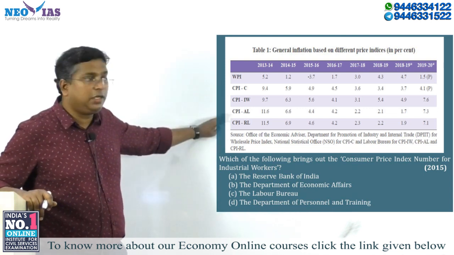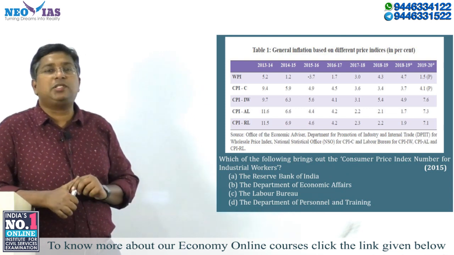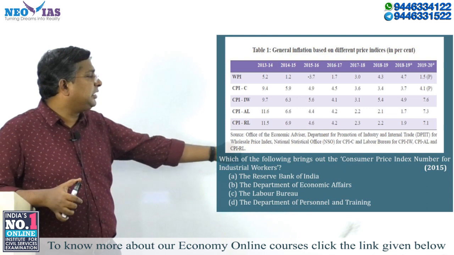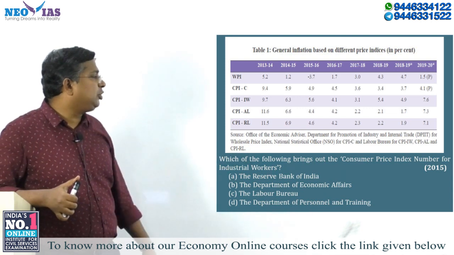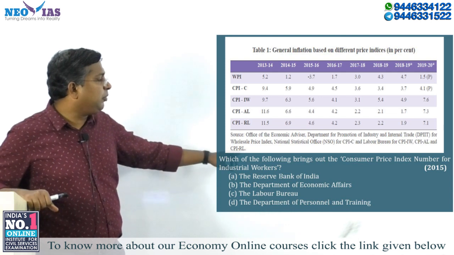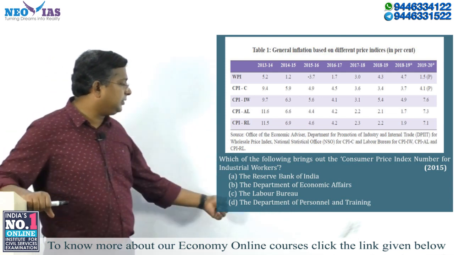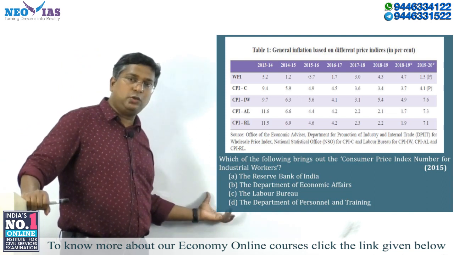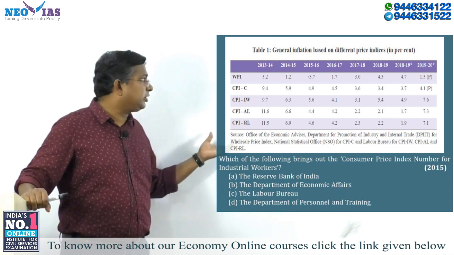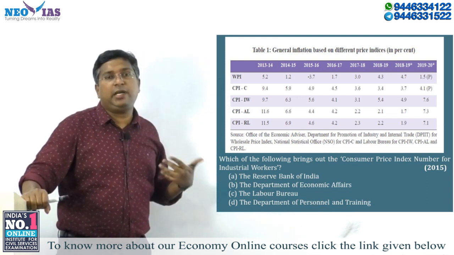Now why I am giving importance is that in the year 2015, UPSC asked a question, and the question is this: which of the following brings out the Consumer Price Index number for industrial worker? We know that the Consumer Price Index number for industrial worker is released by the Labor Bureau. So your answer is C. Since already in 2015 UPSC has asked a question from this particular area, you are supposed to know who releases WPI, who releases Consumer Price Index combined, etc.